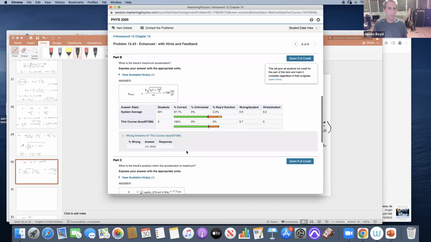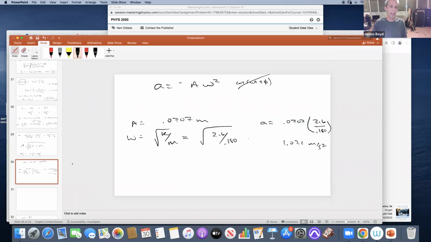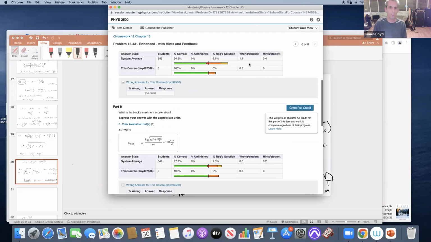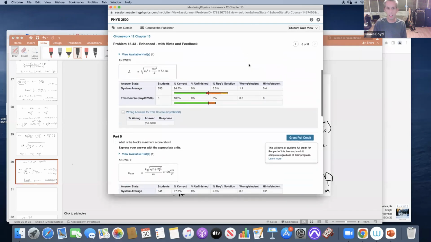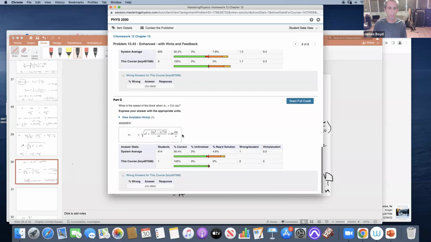What is the block position when its acceleration is maximum? When its acceleration is at a maximum, it has to be either all the way compressed or all the way stretched. When is it 0? When it's in the center, when x is 0. So whatever our A was, it's at negative 7.1. It has to be at the negative amplitude.